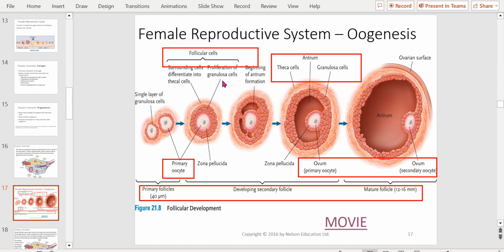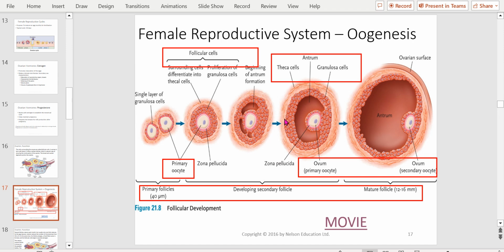And that expands right there, and you'll see that the surrounding cells differentiate into theca cells. They're just a proliferation of these granulosa cells, and then you get the development of the antrum. Kind of fluid filled. There's your zona pellucida, right in there, and you see your antrum now is quite big.